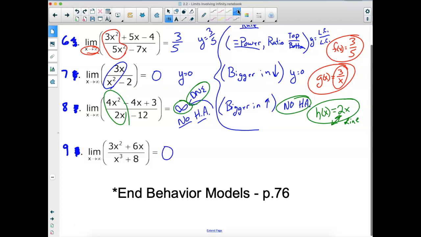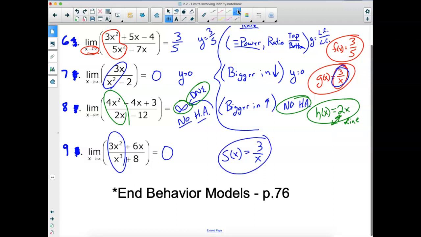Huh, limit 0. And I can say what my end behavior model is. I'm going to call it S of x. This end behavior model is going to be right here. It's going to be 3 over x, which is modeling that same one. So if I graphed it in the same place, I would see it.